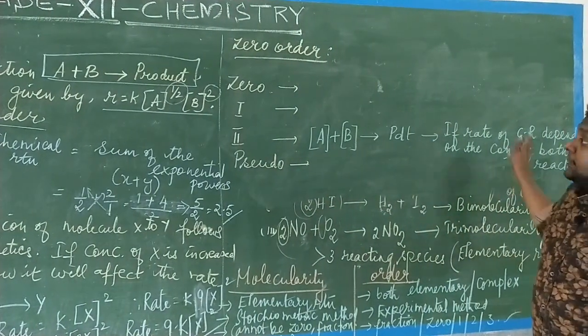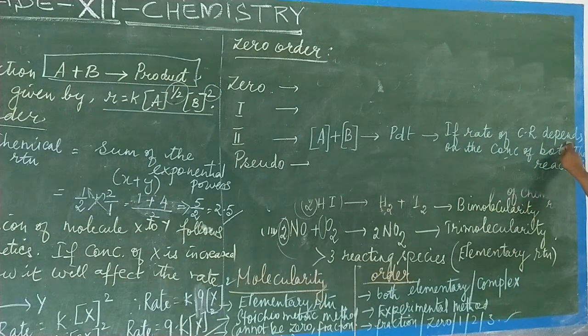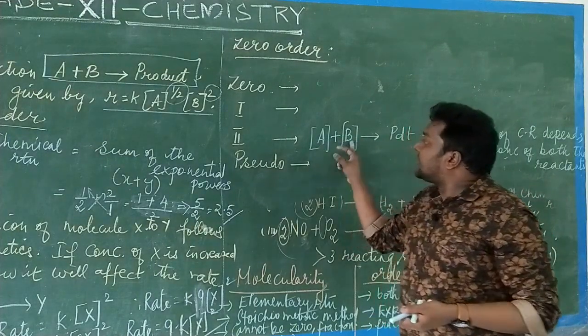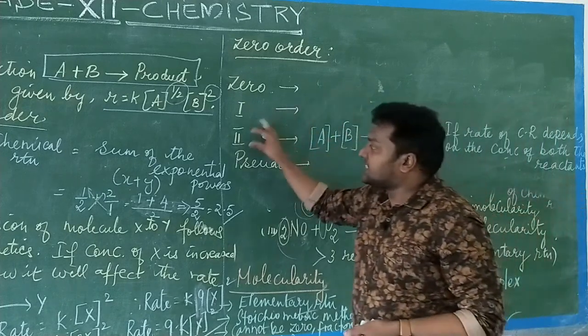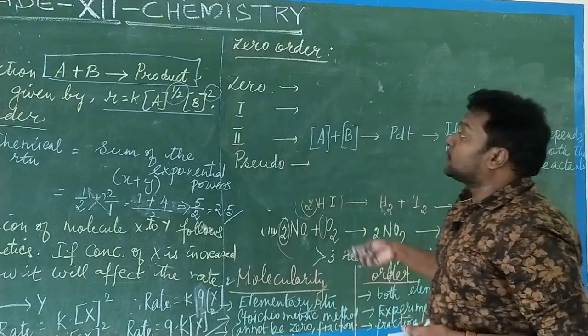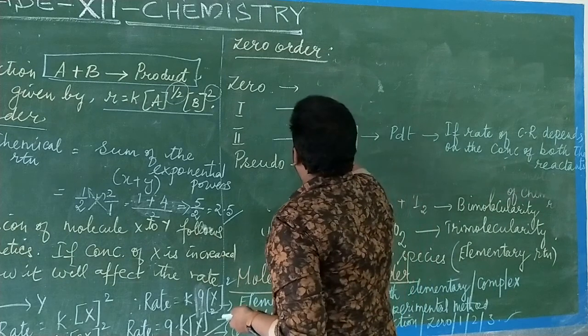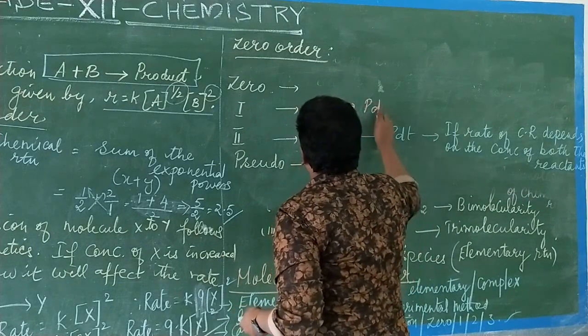What are we saying? If the rate of a chemical reaction depends on the concentration of both the reactants. Now there are two reactants, and if the rate of the chemical reaction depends on the concentration of both reactants, we are calling it second order kinetics. Now coming to first order kinetics, A gives rise to the formation of a product.